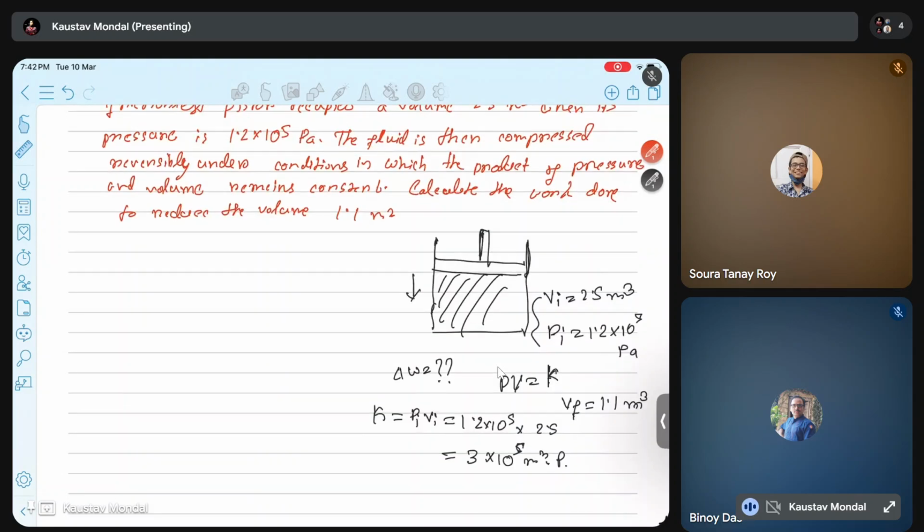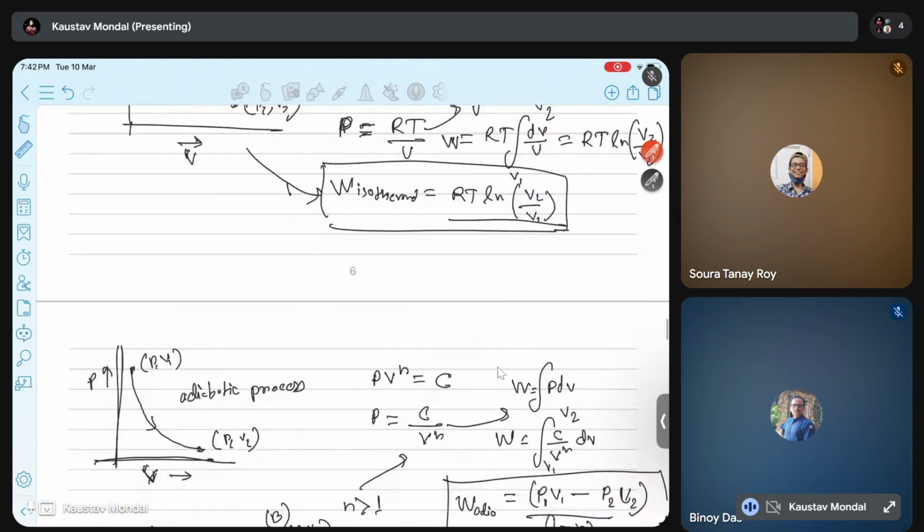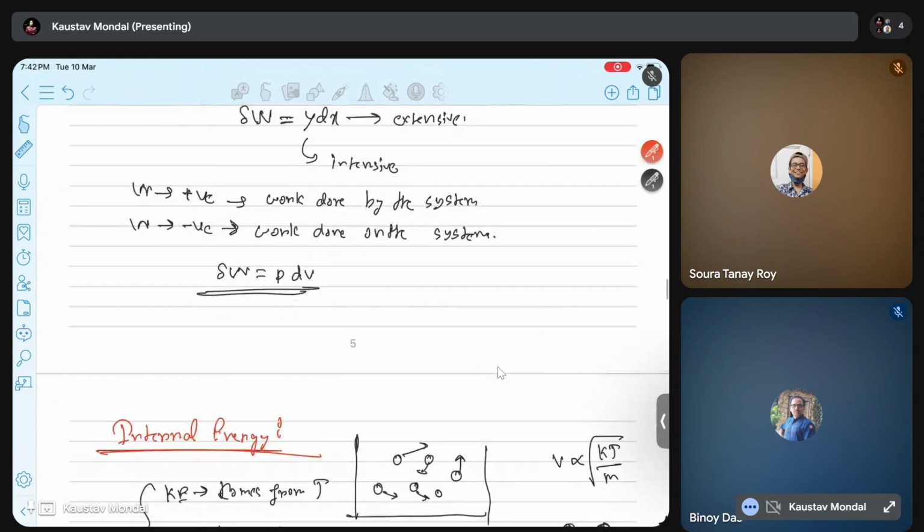Now, K we already calculated. From the expression of this thing, the work done is simply given by the formula. Here one important thing is that we are doing some work onto the system. This is the important thing here. We are pressing the piston from outside, so we are doing work onto the system. So in this case the work done value should become negative.